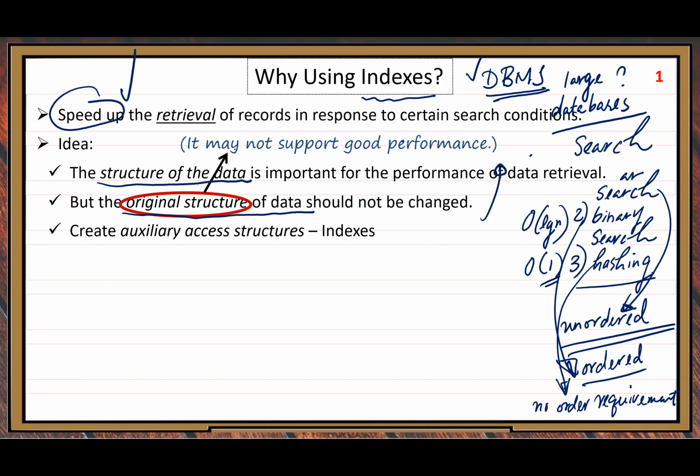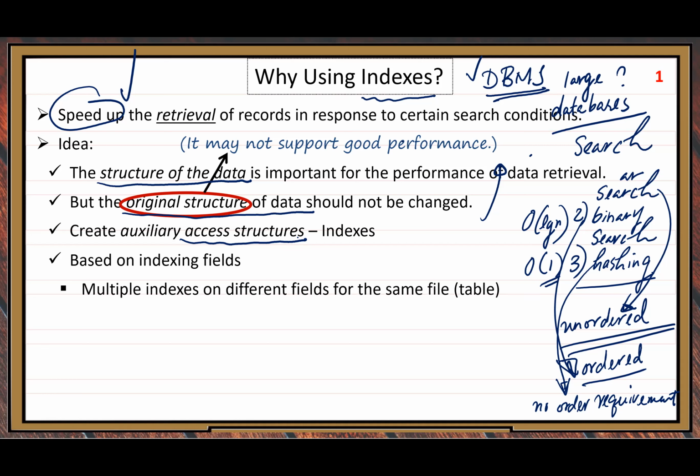Create auxiliary access structure. We call that part indexes. The main purpose of the extra structure is for fast accesses. Based on indexing fields. What do you mean indexing fields? Let me explain a little.